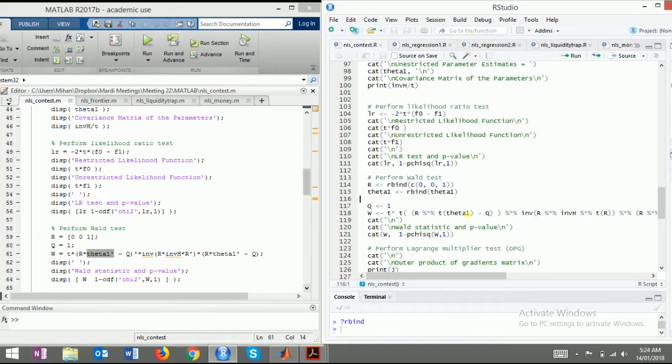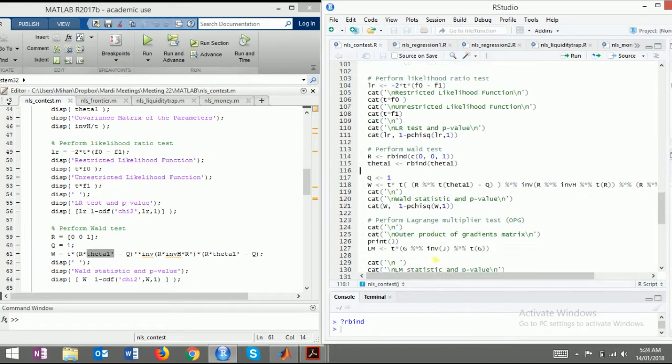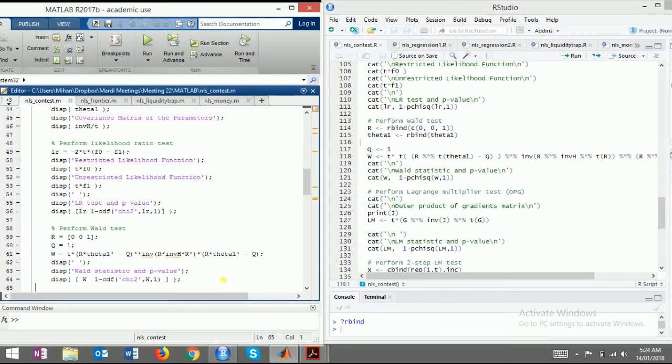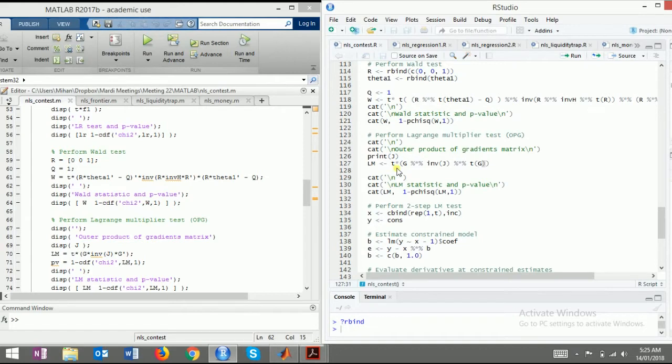So transpose of theta 1 minus q is multiplied by the inverse of R into the inverse of Hessian into R transpose, just the equation. Then the Wald statistic and p chi-square of w and then 1. So this was the Wald test, and then the LM or OPG, Lagrangian multiplier test, is T G inverse J multiplied by the transpose of G, and then 1 minus chi-square. So the two-step LM test.